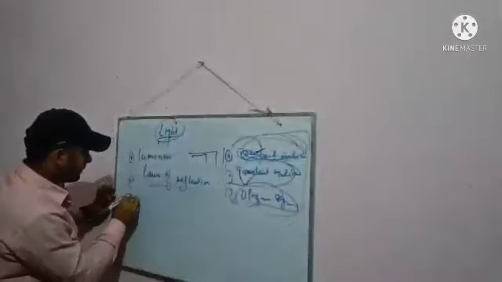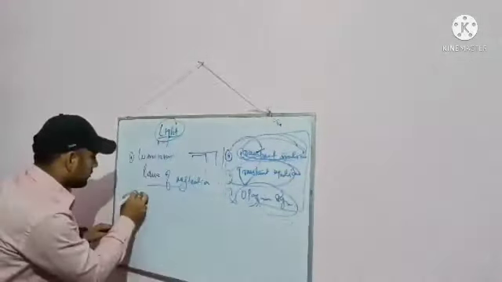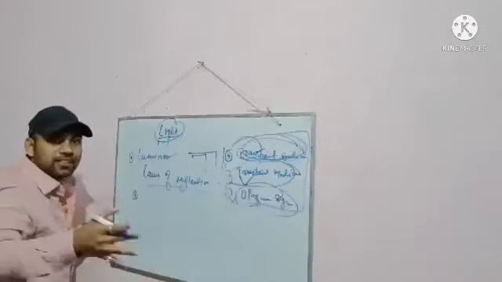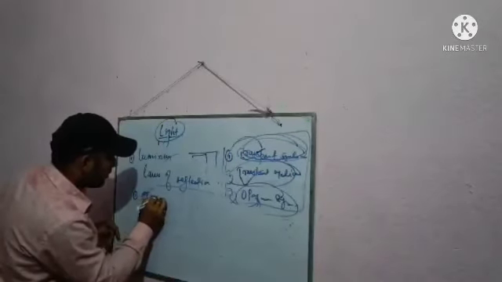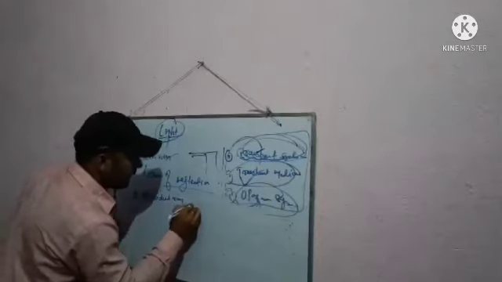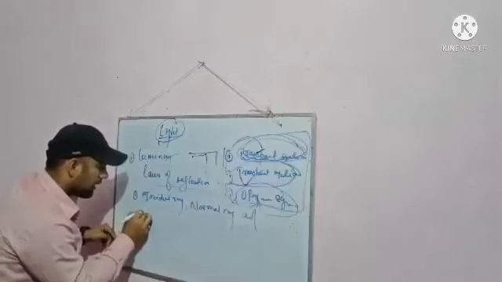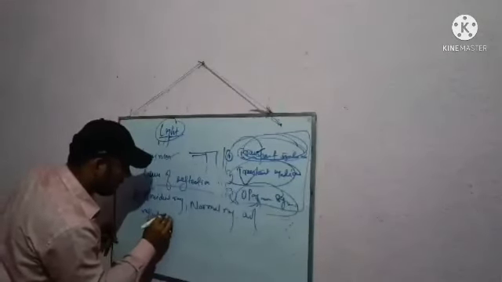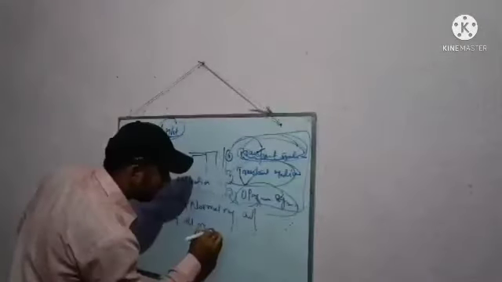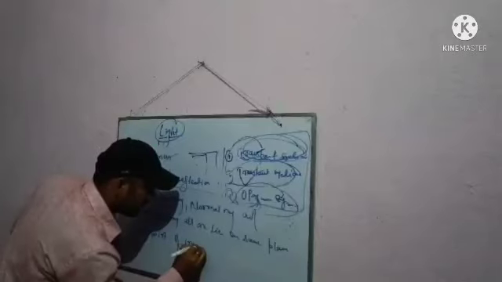Now we have to go a step forward and know about the laws of reflection. As we know, there are two laws of reflection. The first is: incident ray, normal ray, and reflected ray all lie on the same plane at the point of incidence.